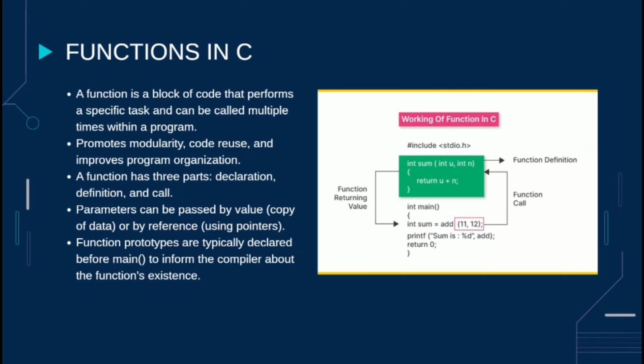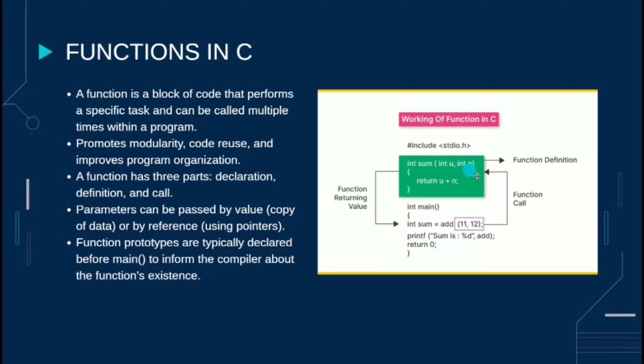Finally, we have functions in C. A function is a block of code that performs a specific task, and they can be called multiple times within a program. Now, these generally ensure code reusability. So here is a basic syntax of how a function is defined. First, we have the function definition. So it generally has three parts like declaration, function definition, and function call.